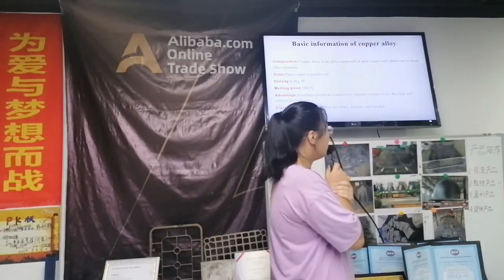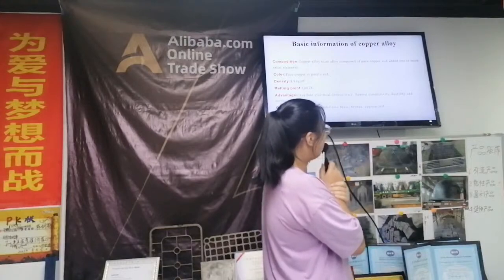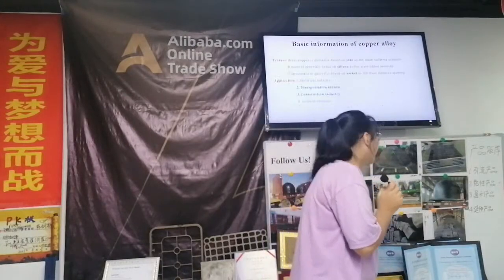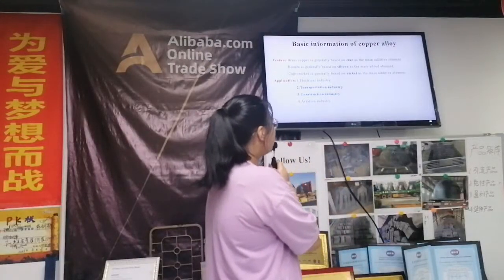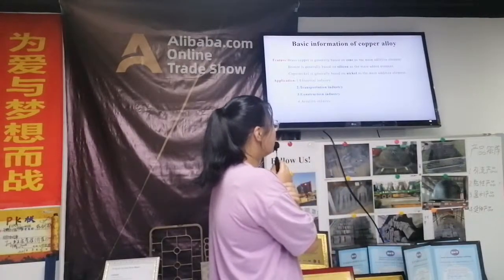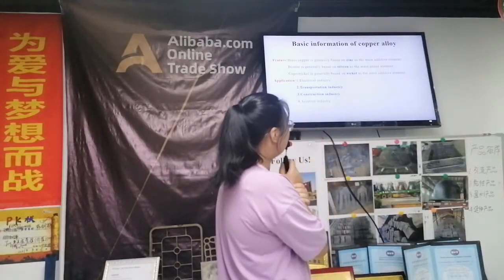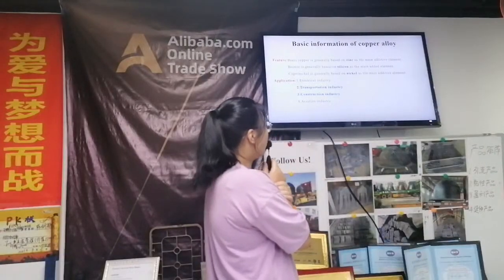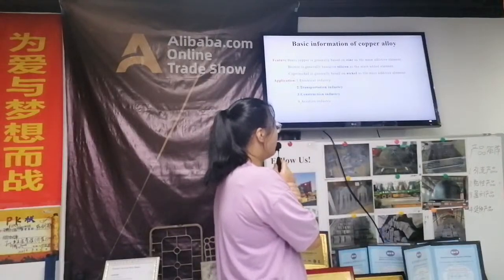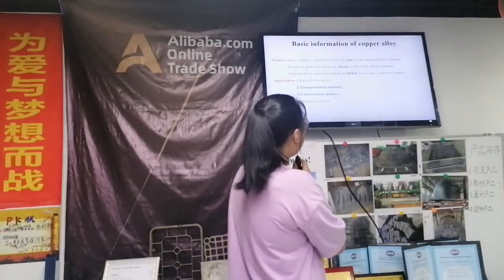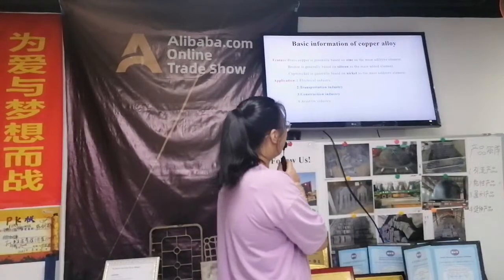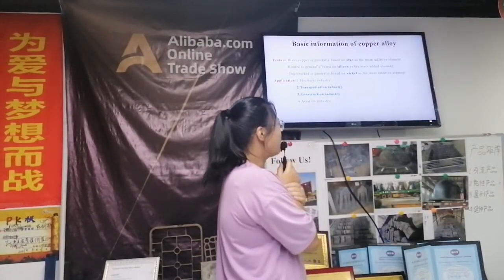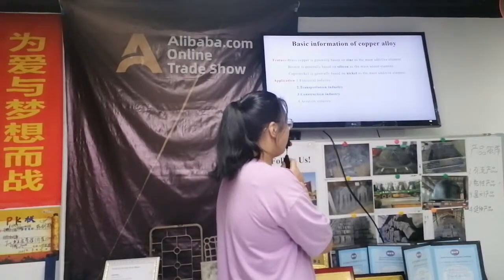And cupronickel. Feature: brass is generally based on zinc as the main alloying element. Bronze is generally based on silicon as the main element. Cupronickel is generally based on nickel as the main alloying element.